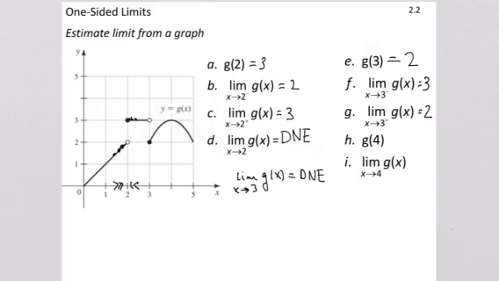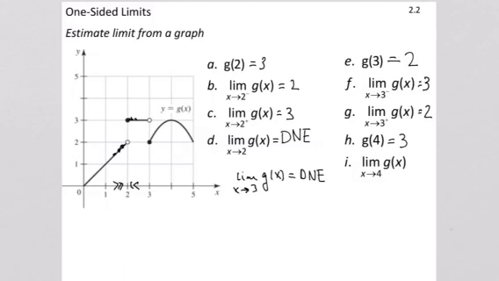Okay, what about g of 4? g of 4, well, 4 is here, and the image of 4 under the mapping is 3. So this is the ordered pair (4, 3). 4 gets mapped to 3, so g of 4 is 3.